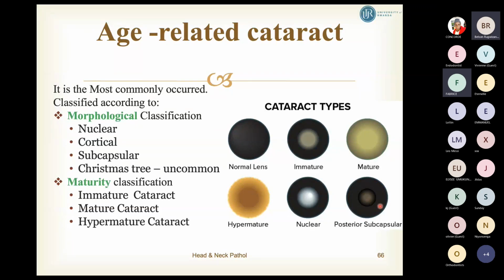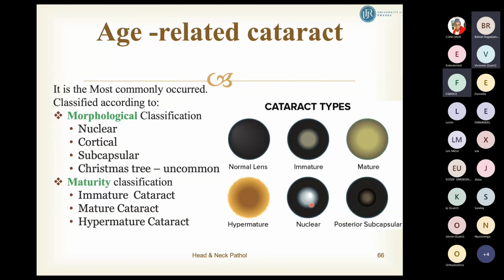The age-related cataract is the most commonly occurring cataract. It can be classified according to the morphology or the maturity. According to the morphology, it depends on where it is and the shape. Nuclear, as I said, is just in the center of the lens. Cortical, around the cortex. Subcapsular, just below the capsule of the lens. And it can be Christmas tree, where it is not round but looks like a Christmas tree.